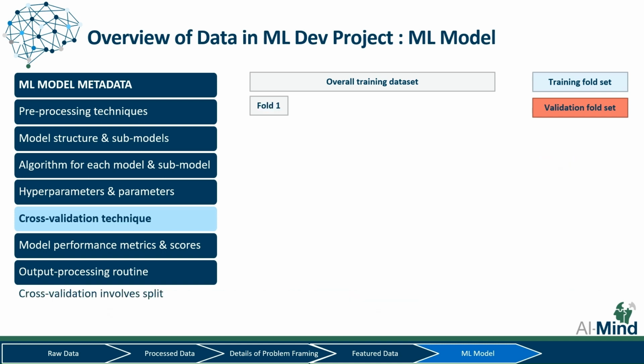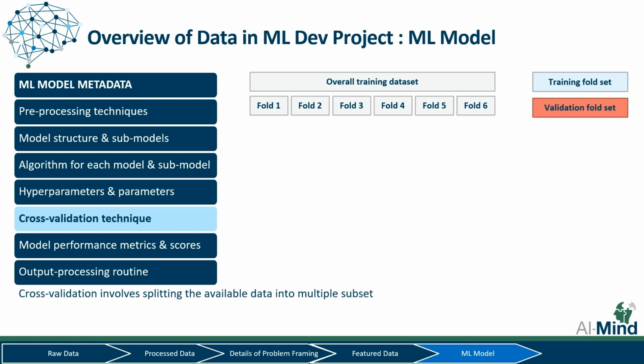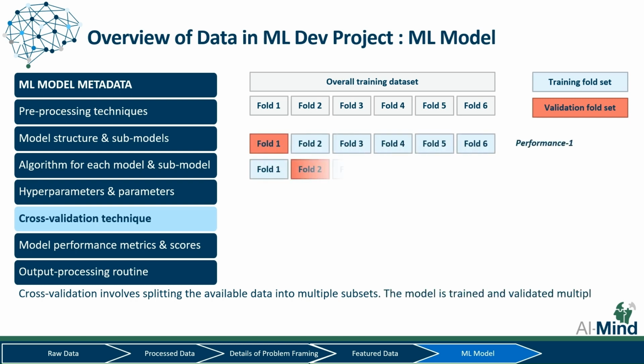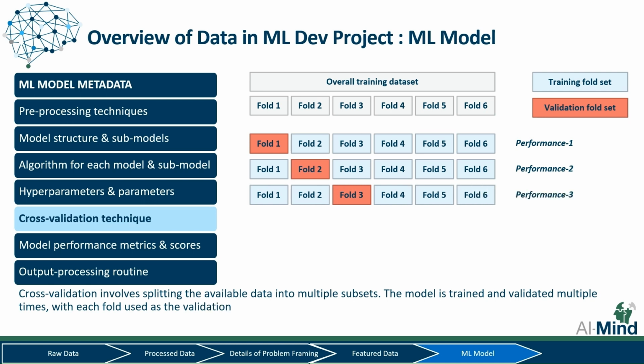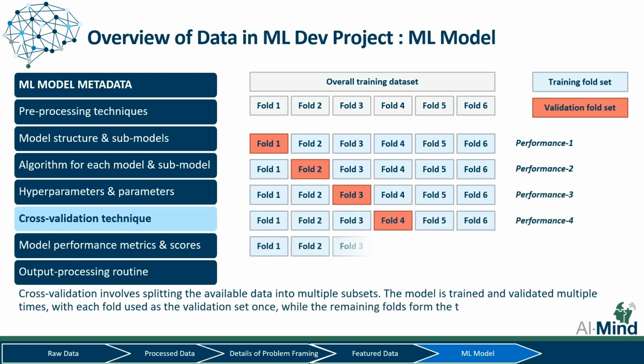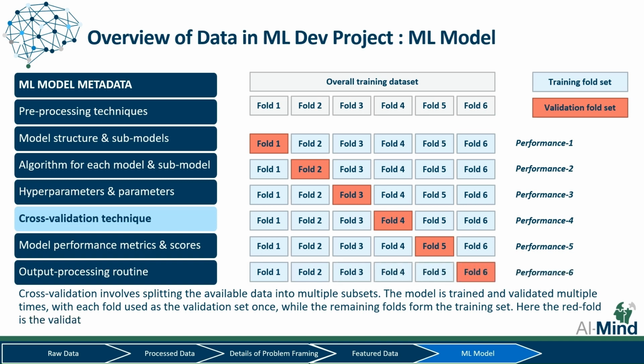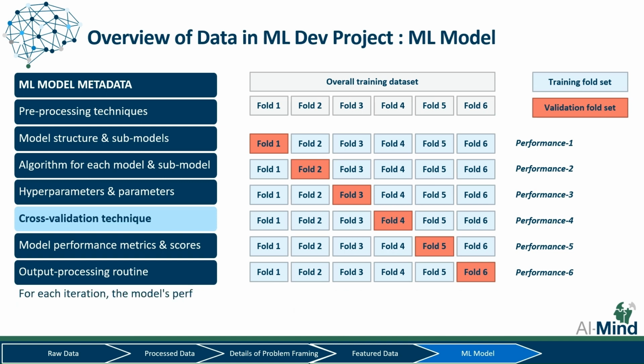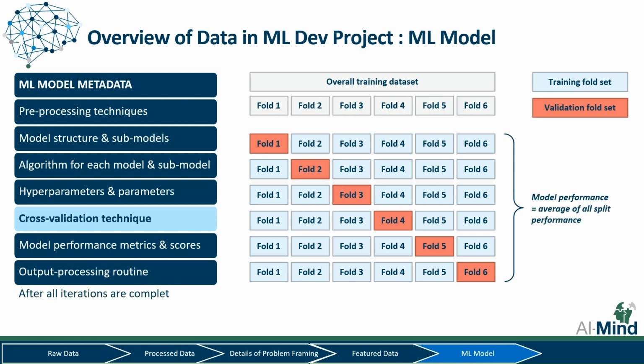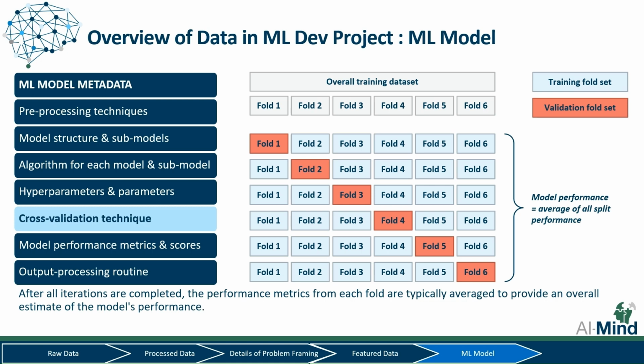Cross-validation involves splitting the available data into multiple subsets. The model is trained and validated multiple times, with each fold used as the validation set once, while the remaining folds form the training set. Here, the red fold is the validation fold, and the rest of the blue folds are the training folds. For each iteration, the model's performance is evaluated on the validation set, and the performance metric is recorded. After all iterations are completed, the performance metrics from each fold are typically averaged to provide an overall estimate of the model's performance.